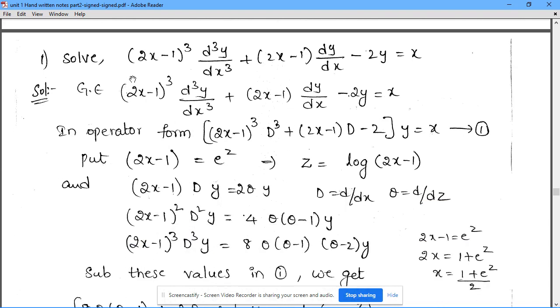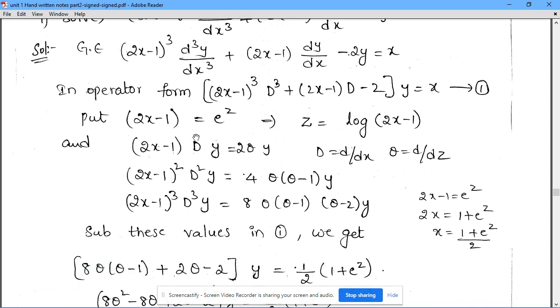So clearly the given equation is (2x minus 1) whole cube d cube y by dx cube plus (2x minus 1) into dy by dx minus 2y is x. So it is a Legendre's differential equation of order 3. It is order 3 because the third order derivative is the highest order derivative. So first we have to write the operator form. The operator form is written by taking the operator D, that is d by dx is capital D and d cube by dx cube is capital D cube.